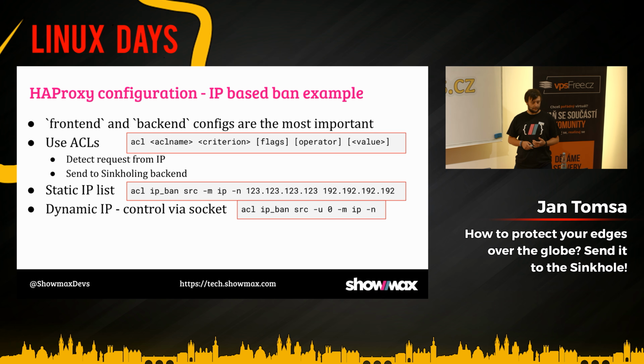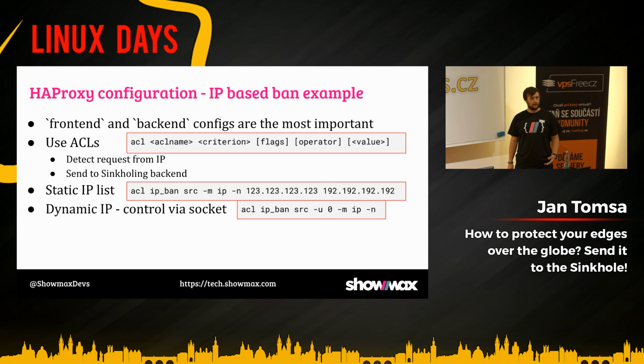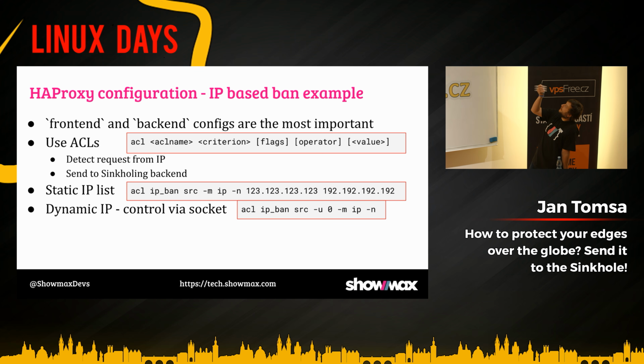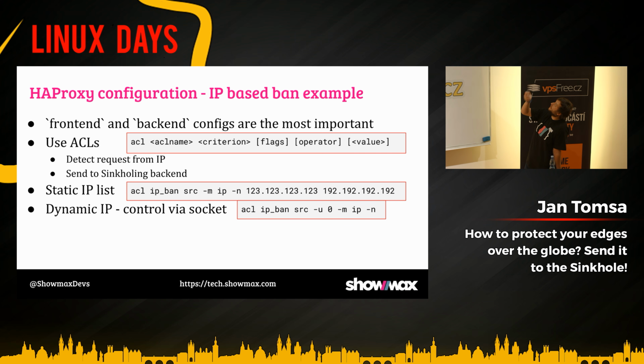So let's take a look at an example of how to configure HAProxy to find a request based on its IP. For that, HAProxy provides a powerful tool called ACLs, or access control lists. It allows us to extract information from the request, from the response or environment, and make some conditional decision based on the information we received. The ACL itself resolves to true or false according to its configuration and the request it receives.